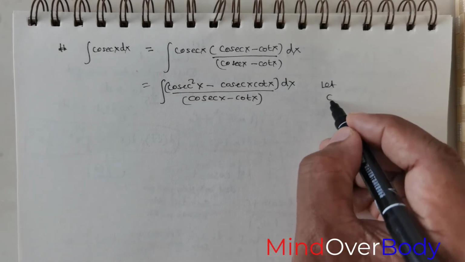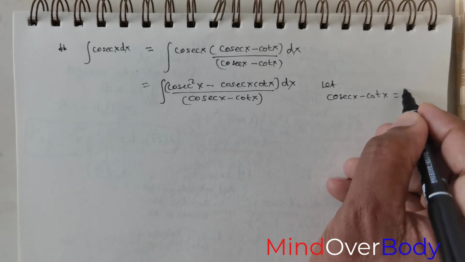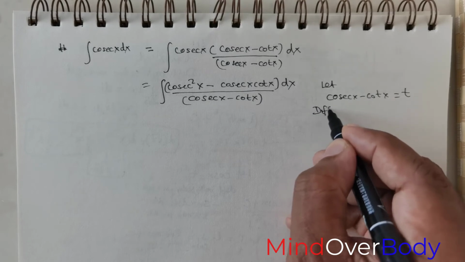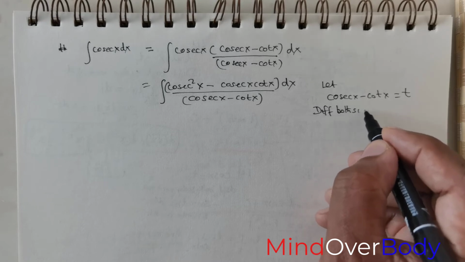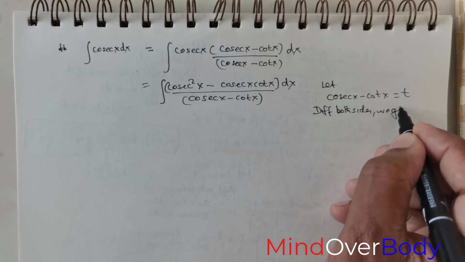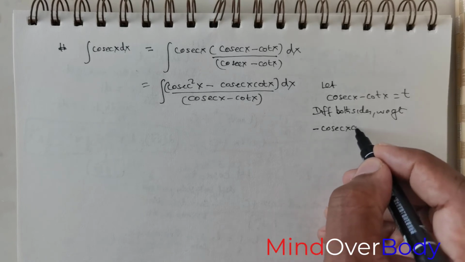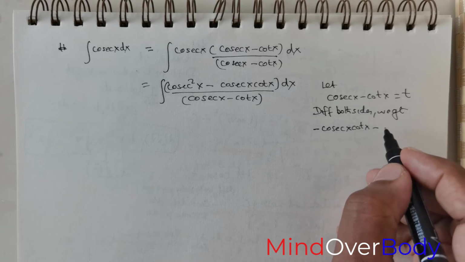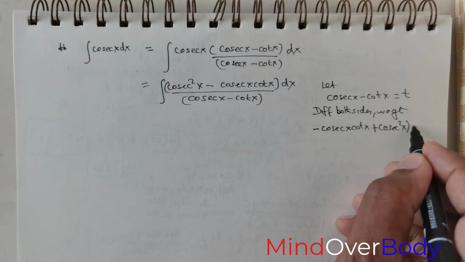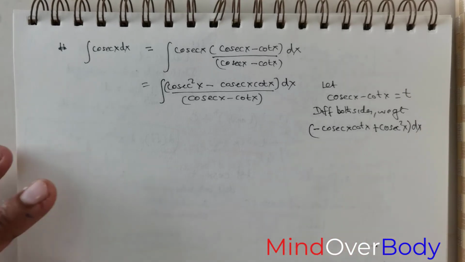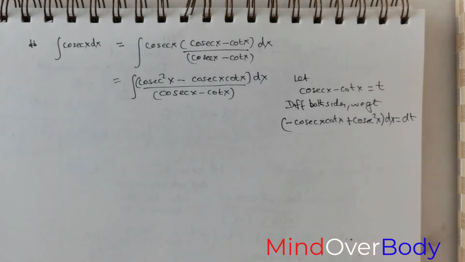Now let cosecant x minus cot x be equal to some t. Differentiating both sides, we get the differential of cosecant x is negative cosecant x times cot x. The differentiation of cot x is negative cosecant squared x, so that's going to be positive there. So we need to place the differential operator, and this is equal to dt.